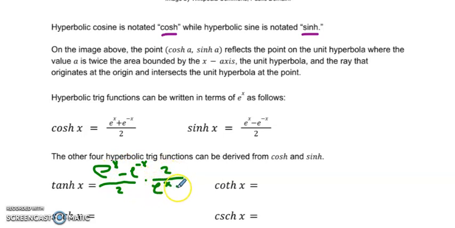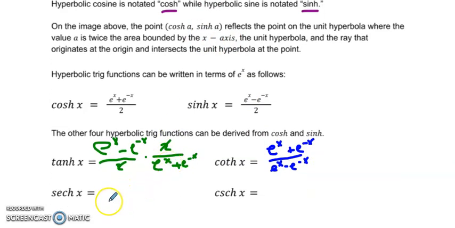So you'll have 2 over e to the x plus e to the negative x, and then you cancel out the 2's, and you'll be left with e to the x minus e to the negative x, all divided by e to the x plus e to the negative x. Then for hyperbolic cotangent, you just take the reciprocal of hyperbolic tangent: e to the x plus e to the negative x divided by e to the x minus e to the negative x.